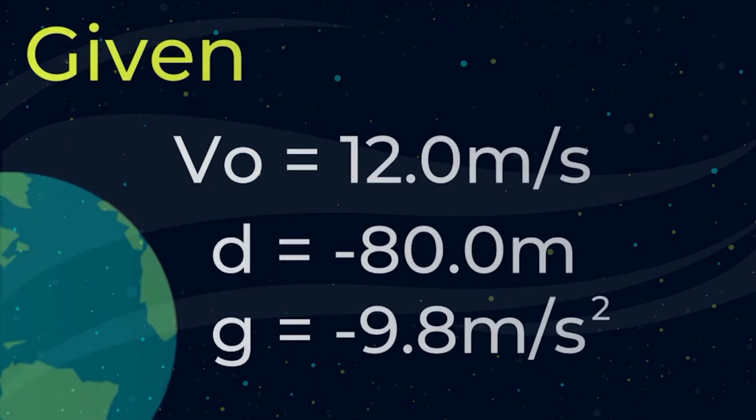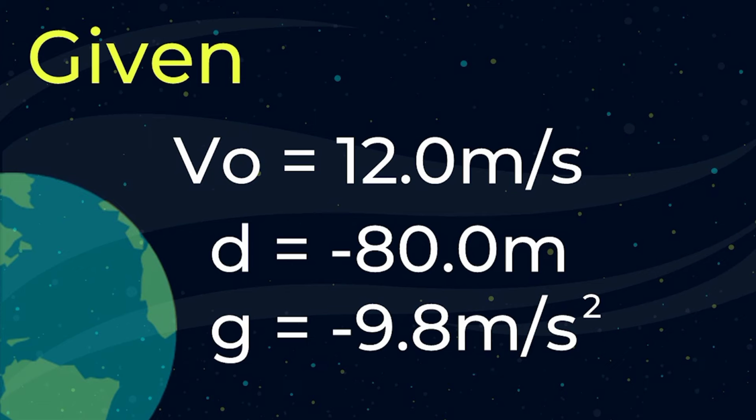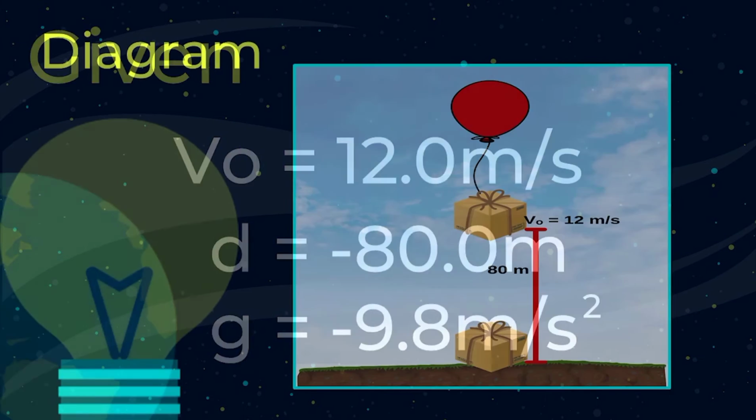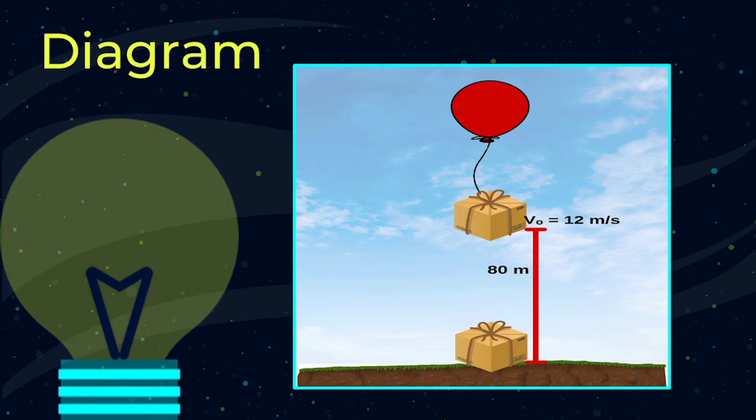Here are the givens for the problem. Initial velocity equals 12.0 meters per second. Displacement equals negative 80.0 meters. And gravity equals negative 9.8 meters per second squared. Here is the diagram for this problem.